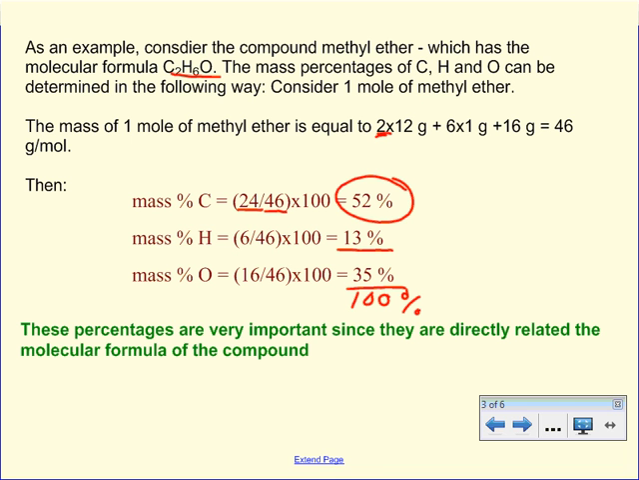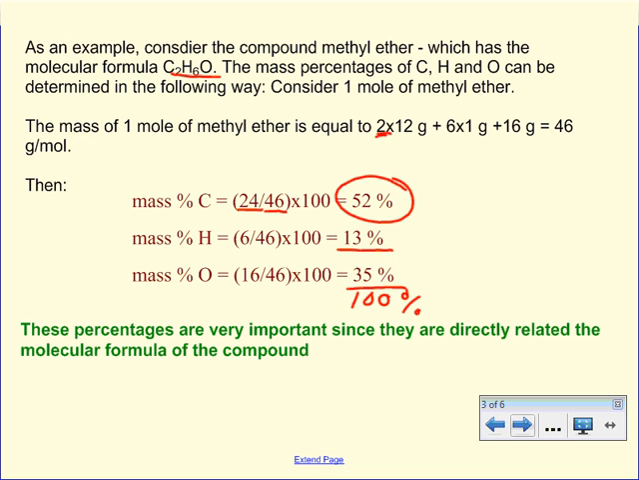Very important. They are directly related to the molecular formula of the compound, and that's why they're important for us to know and to be able to calculate. So we just take the total mass within that molecule, in this case 2 carbons times 12 grams per mole, divided by the total, 46 grams per mole, gives me my total.